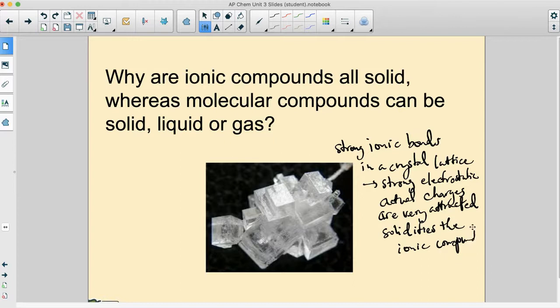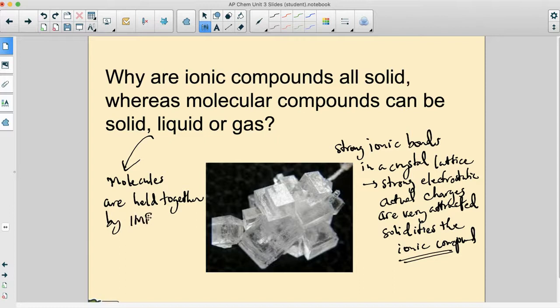Whereas with molecular compounds, as we're going to see, right, molecular compounds can be solid, liquid, or gas because the molecules are held together by IMFs, okay? And we're going to talk about what IMFs are in a moment, okay? But these are weak attractive forces that are not chemical bonds. These are weak attractive forces that are not chemical bonds that are holding molecular solids and liquids together.